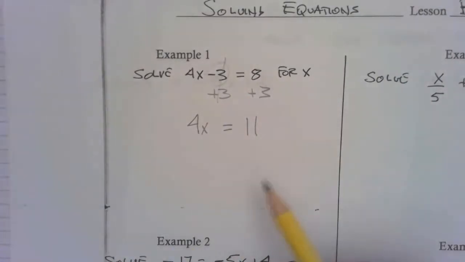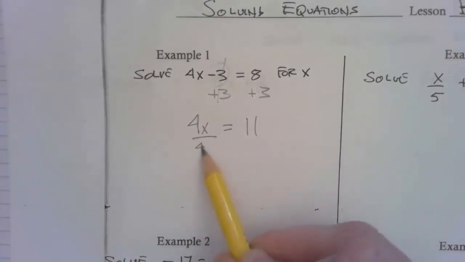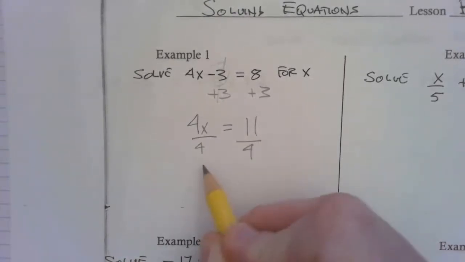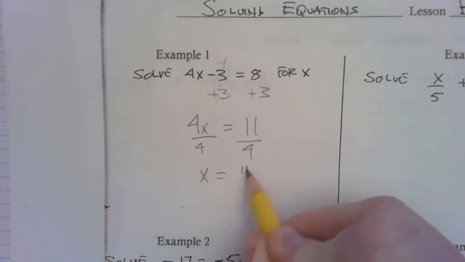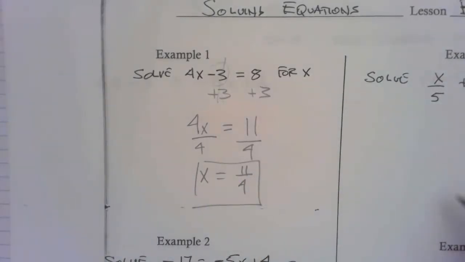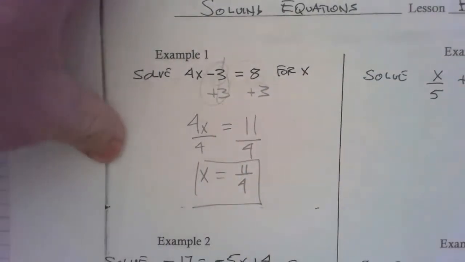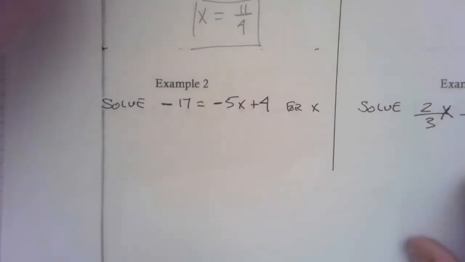Now, it's just like the previous set, back in lesson A. It's multiplying by 4, so we're going to divide both sides by 4. And that leaves me with x equals 11/4. And that's it. So there's just this adding or subtracting step that's going to come up first. So let's see how it looks here.